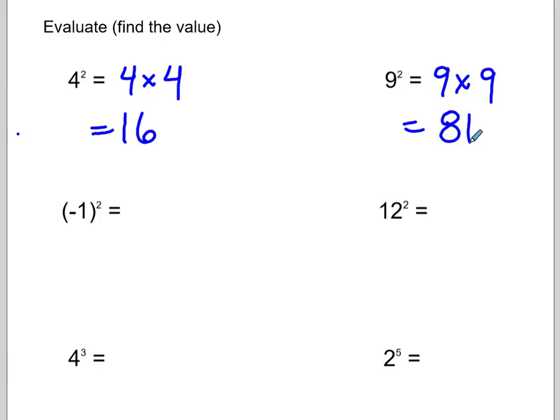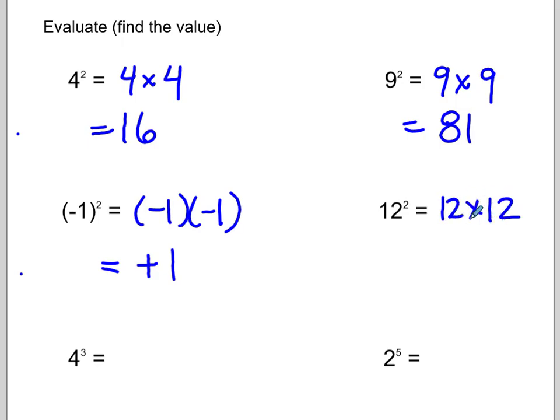Okay, let's take a look. Negative 1 in a bracket all squared means I have negative 1 times negative 1. Two negatives multiplied together, that's an even number of negatives, so my answer is positive, and 1 times 1 is 1. I'll get a lot of answers of 2 on that question. Next one, 12 squared. This is 12 times 12. It's not 24, it's 144.